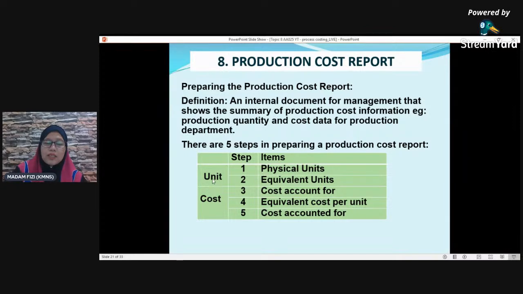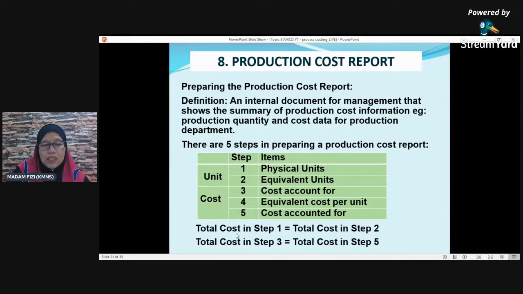Semuanya berkenaan dengan unit. And then for step 3, kita start calculating the cost. So step 3 is the cost to account for. Step 4 is the equivalent cost per unit. And step 5 is cost accounted for. Awak akan tengok clear masa kita buat soalan. So hari ni kita just nak tengok teori sahaja.